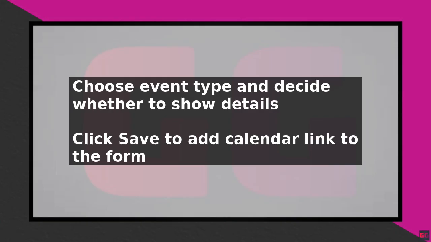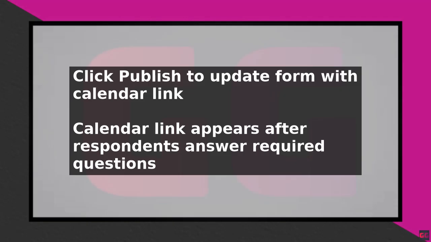The calendar link will then be added to your form, and you can drag it to the desired position. Finally, click Publish at the top right to update your form with the calendar link. Your Typeform is now published, and the calendar link will appear after respondents have answered the required questions.